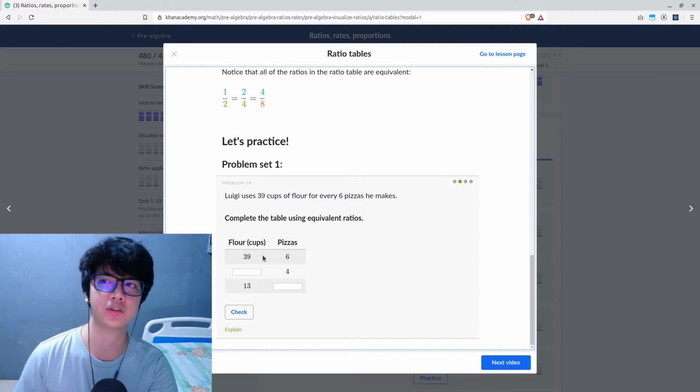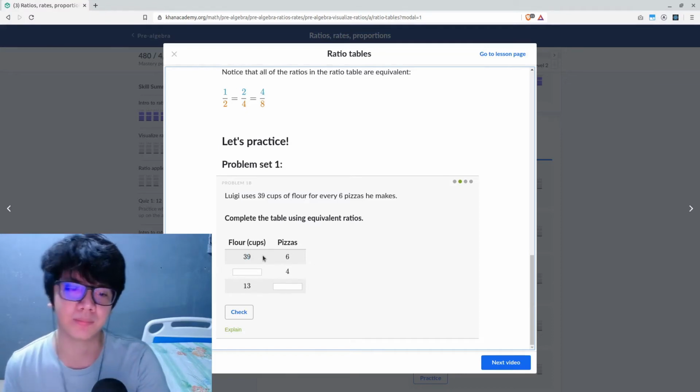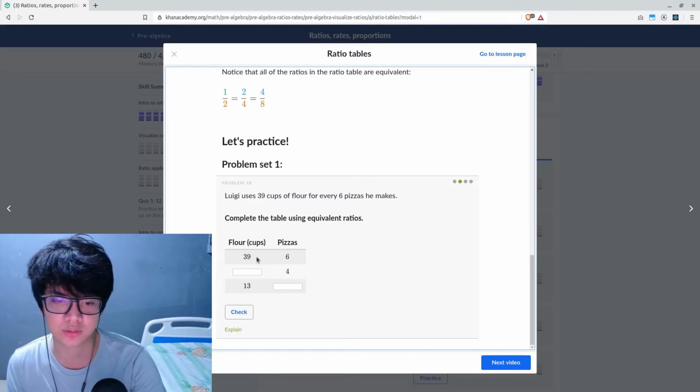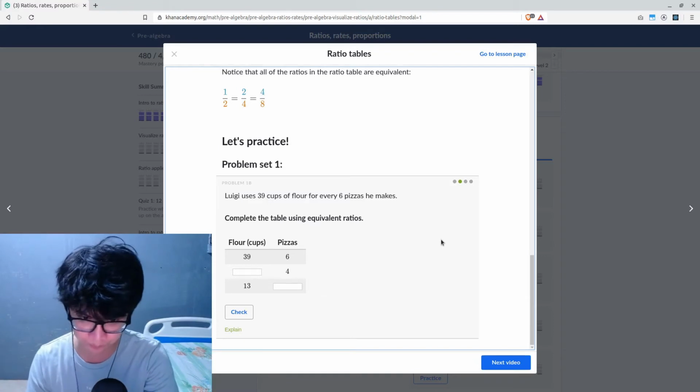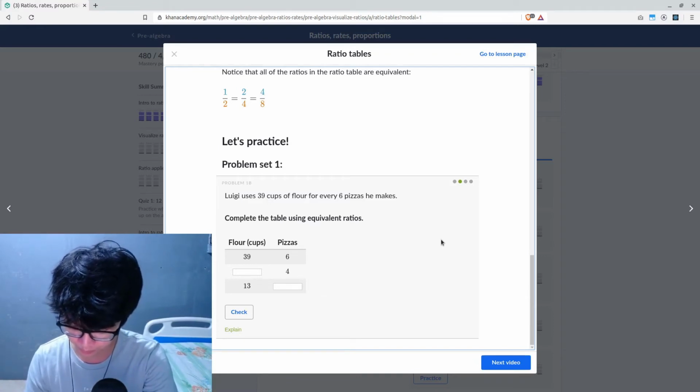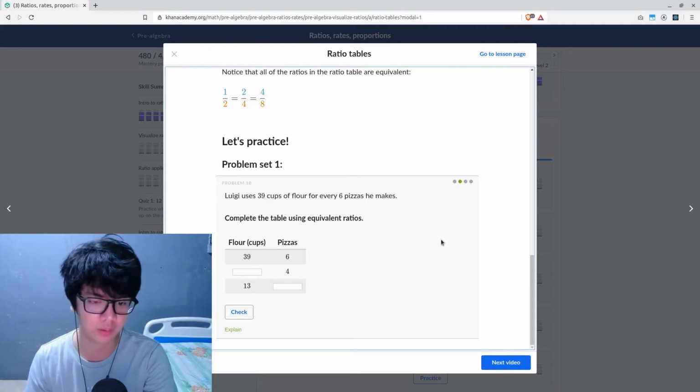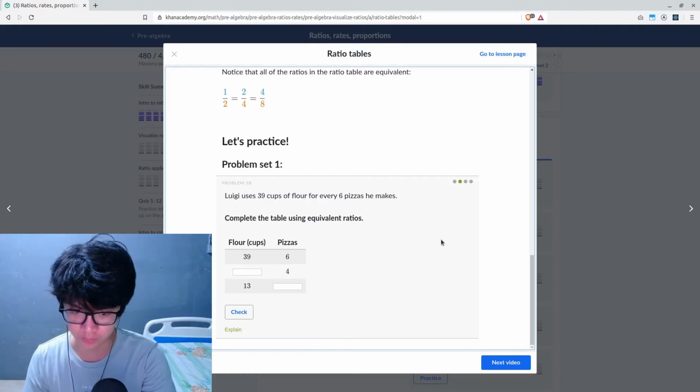$39 flour, 6 times 6 is 36. Wow, what is this ratio? What if I divide 39? I'm going to write some things down. $6.5. Wow, okay, 6.5.